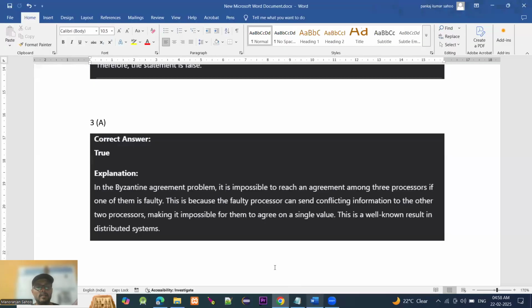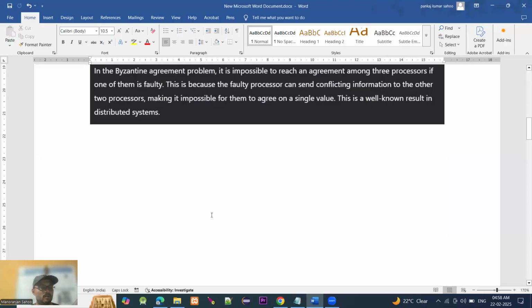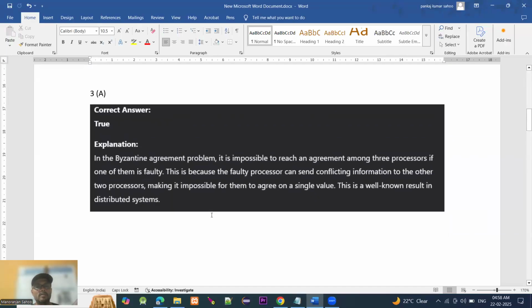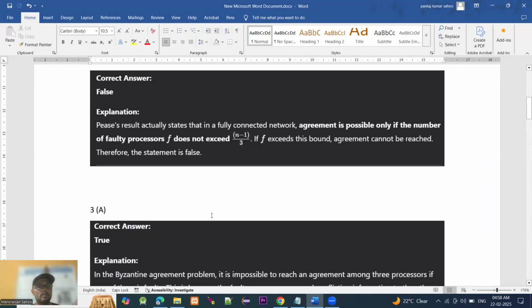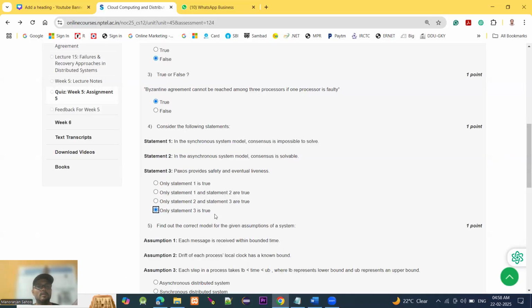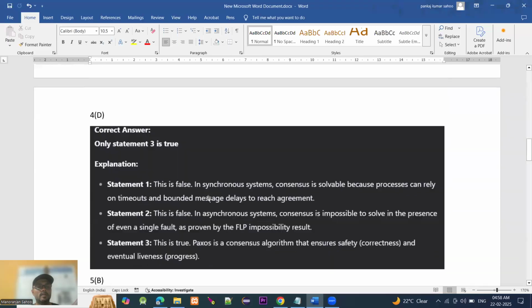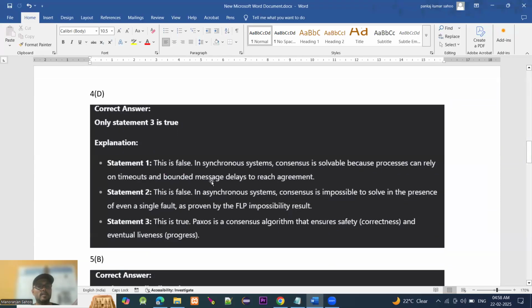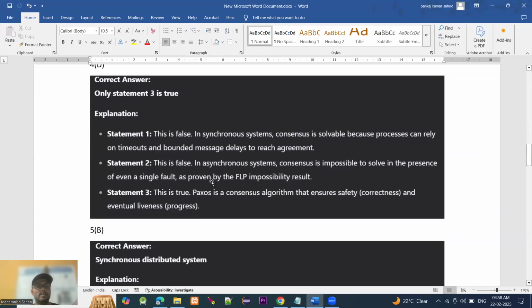Only statement 3 is true. We have to consider each statement. Statement 1 is a false statement because in synchronous systems, consensus is solvable, since processes can rely on time and bounded message delays to reach agreement.